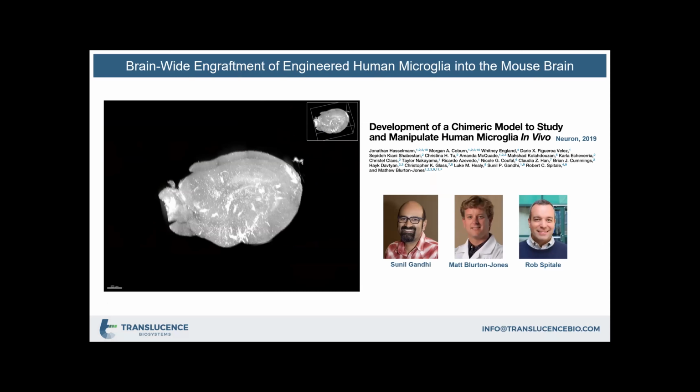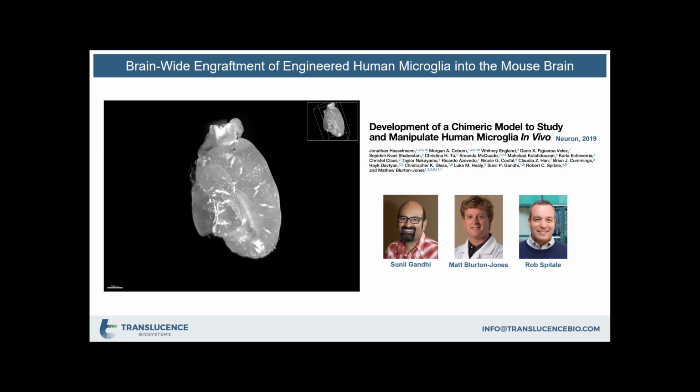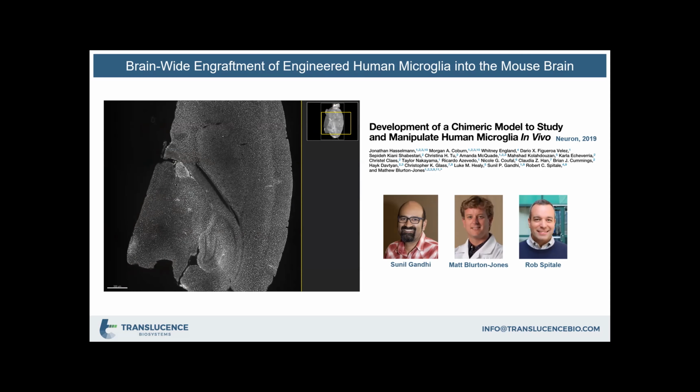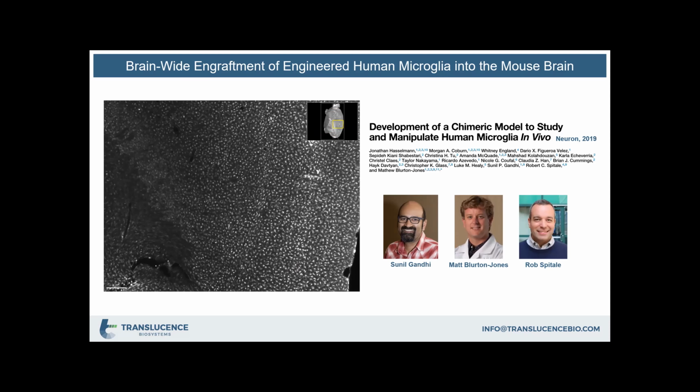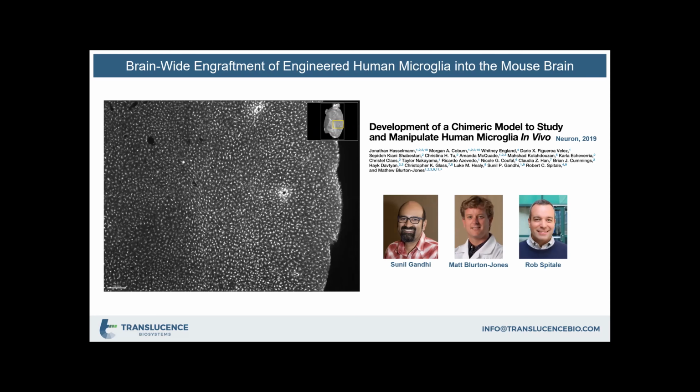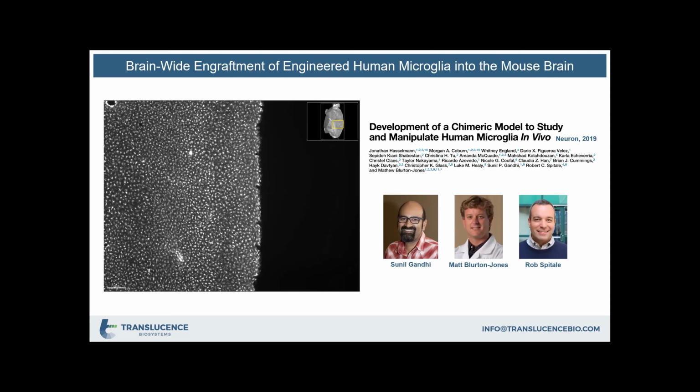And I'll leave with this final movie here, just because I find this fascinating. So Sunil, our co-founder, with his colleagues, Matt Blurton-Jones and Rob Spitali, they have a strong collaboration where they're looking at iPSC-derived human microglia, and they can use some tricks to get rid of the endogenous mouse microglia in a brain and then transplant into the mouse brain the human microglia. And it's amazing. What you see here is that these human microglia spread throughout the entire brain, and you can basically replace all of the microglia and make a humanized brain in the mouse with the microglia.